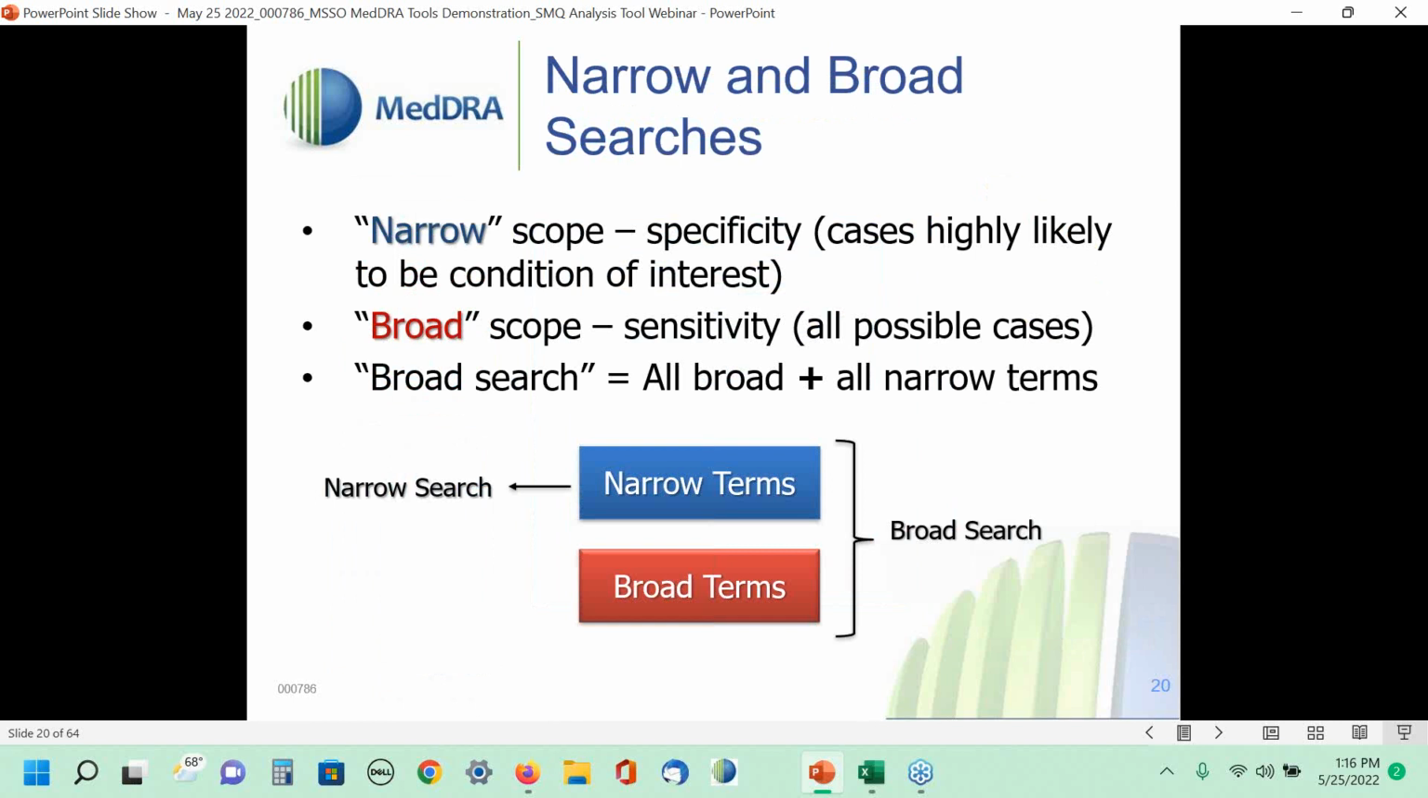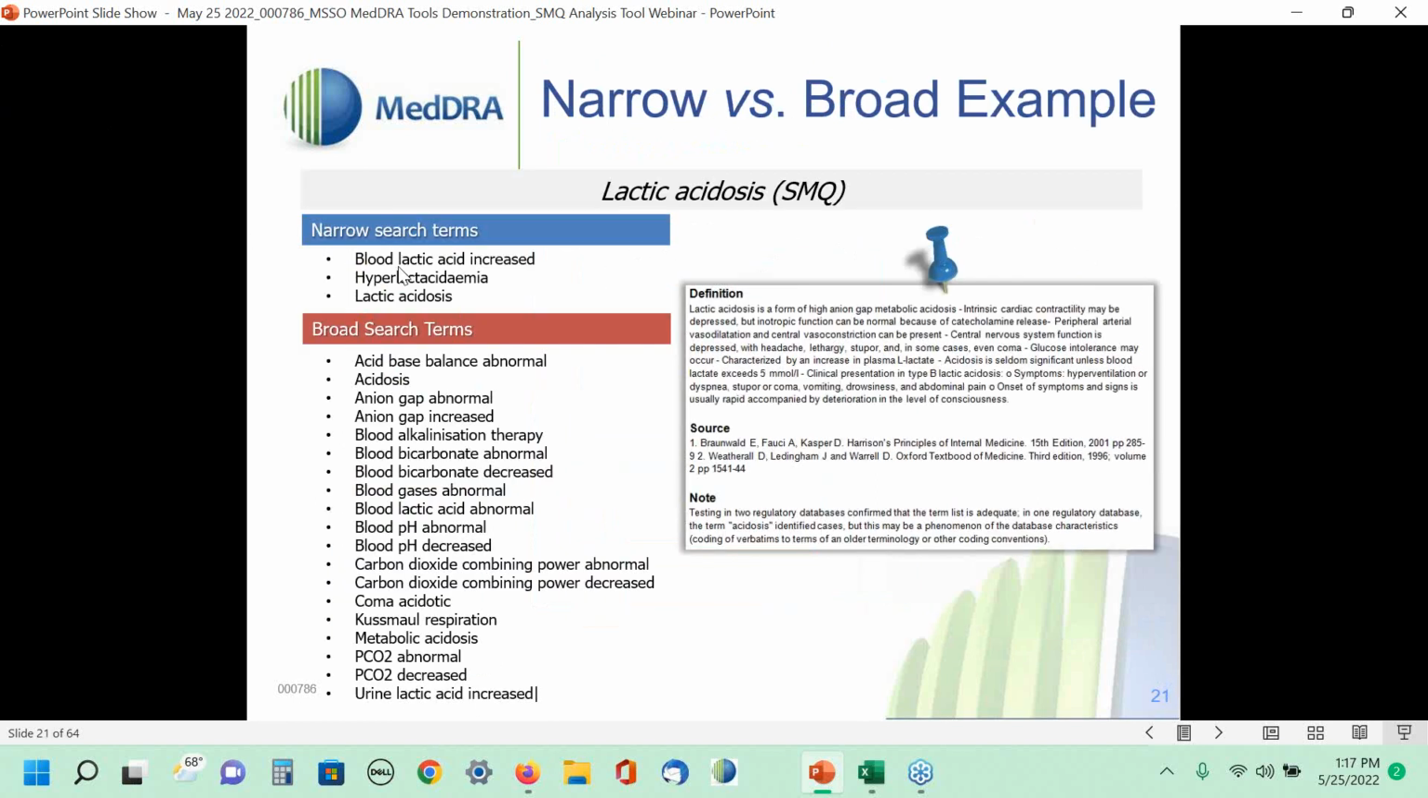So let's talk about where this actually works in a real, live, practical SMQ. Here's the SMQ for lactic acidosis. You can see that this one is a combination of narrow and broad search terms. The narrow terms in this SMQ are actually only 3 terms: blood lactic acid increase, hyperlactidemia, and lactic acidosis.